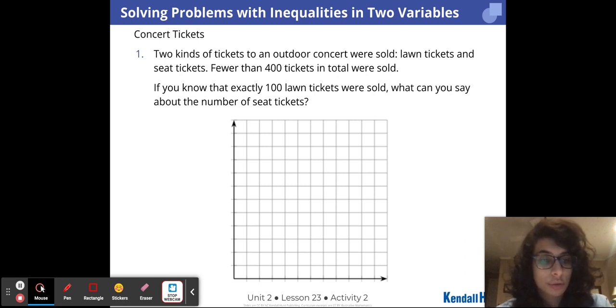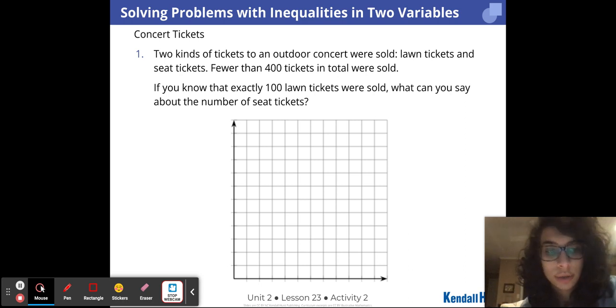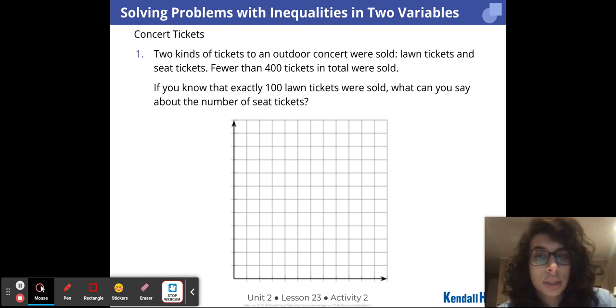The second situation that you're going to deal with has two mini situations with our concert tickets. We have two kinds of tickets to an outdoor concert that were sold: lawn tickets and seat tickets. Fewer than 400 tickets in total were sold. If you know that exactly 100 lawn tickets were sold, what can you say about the number of seat tickets? And you're going to graph it here.